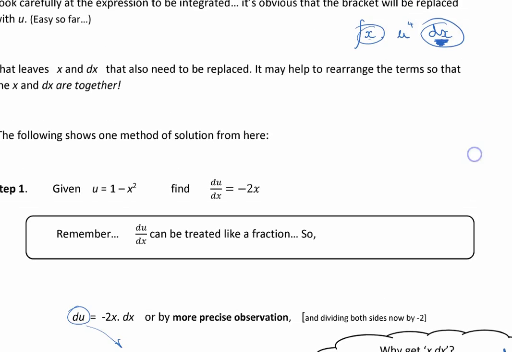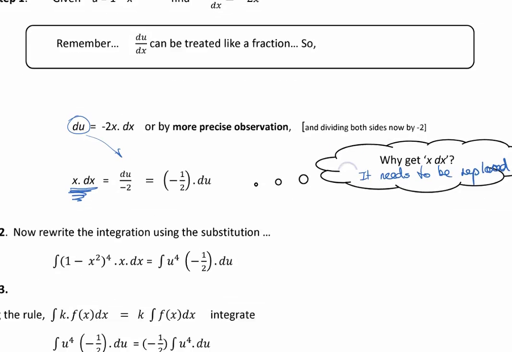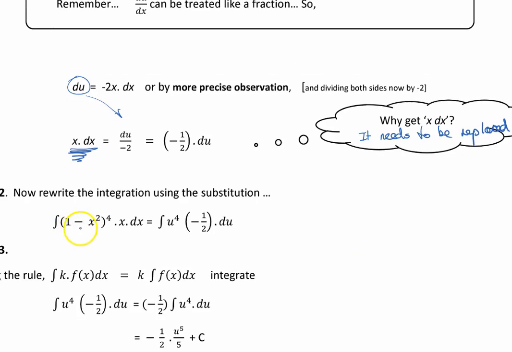We could see that back here. It needed to be replaced, x and dx. So that's then what we do. So we can now write our integration as, well, all I've done is I've taken the x from the front and I've put it there. That is actually not necessary, but here we're doing the replacement for u. The 1 minus x squared was u, so it's u still to the fourth, and it's minus a half times du. Now, that is really nice.